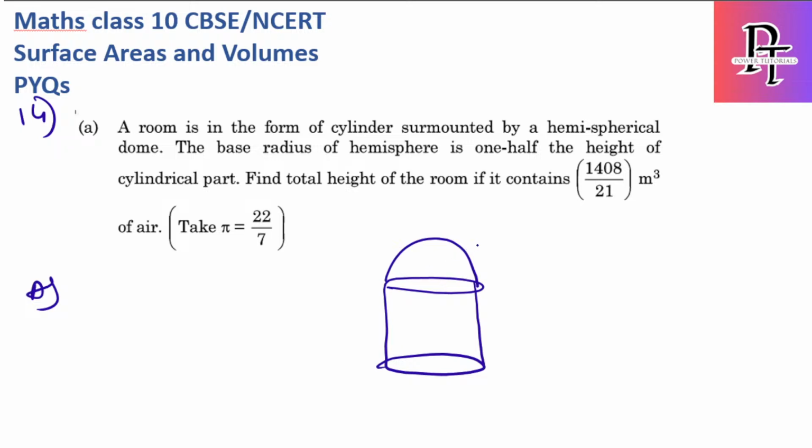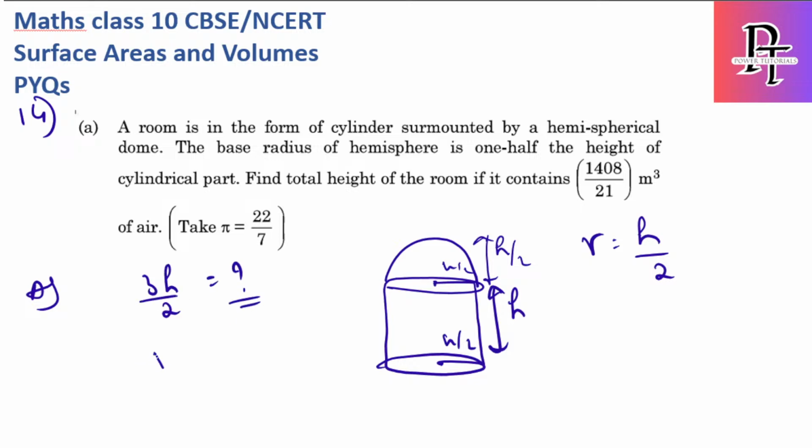The base radius of the hemisphere is 1/2 of the height of the cylinder, so radius is equal to h by 2. Base radius will be half of the entire height, so if this is height h, then these are h by 2, h by 2. Find the total height of the room. The total height, with this also being h by 2, is 3h by 2. That is what we need to find, 3h by 2.